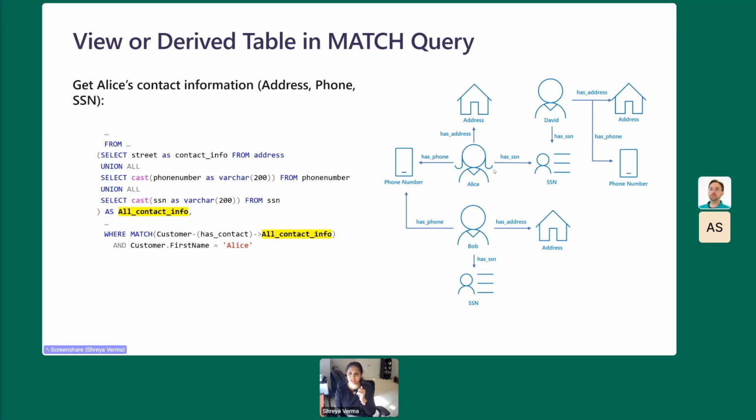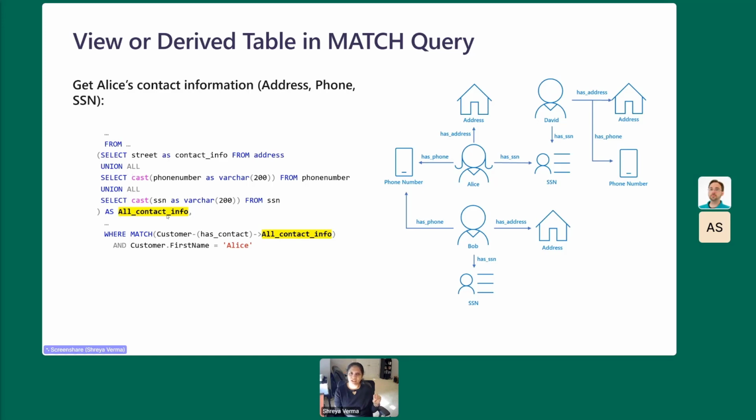In the example here, I want to find all contact information for Alice. Now Alice has an address, she has a phone number, she has an SSN. To find all contact info for Alice, I would have to query her address, phone number, and SSN, and then join that data together to get the complete information. Instead of that, what I'm doing here is just pulling the relevant information from her address, from her phone number, and from her SSN, and I'm using the union all operator to combine them together.